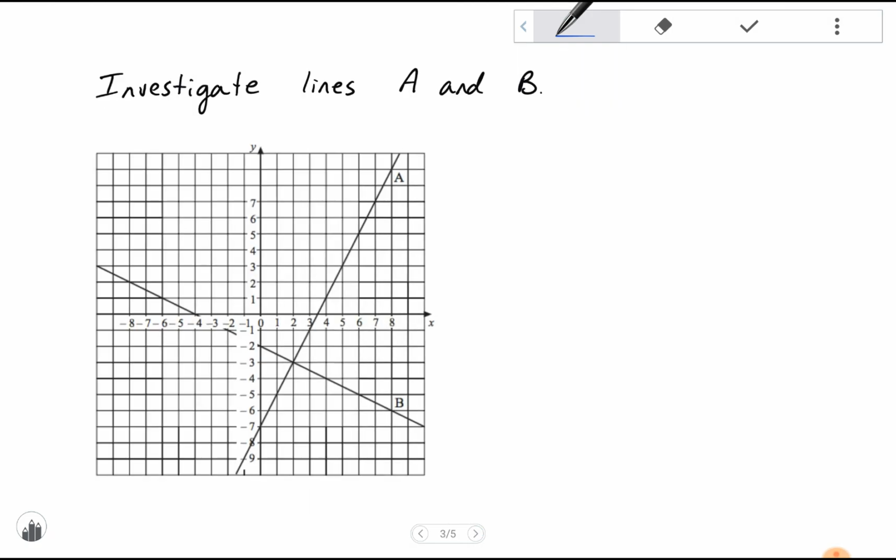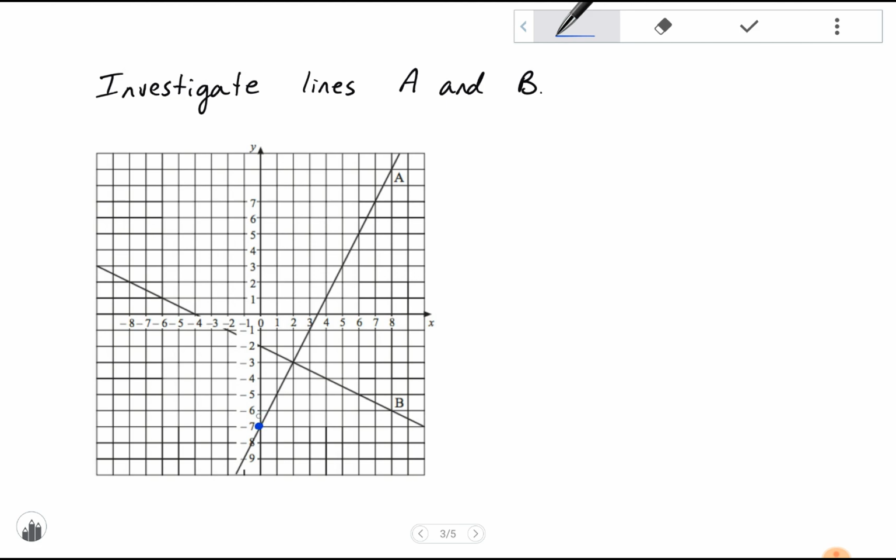Now let's investigate lines A and B here. They are not parallel. As we can see, they're definitely not parallel. So first, let's get the equations of the lines to dig a little deeper and see if we can find something out. For line A, the intercept is here at -7.